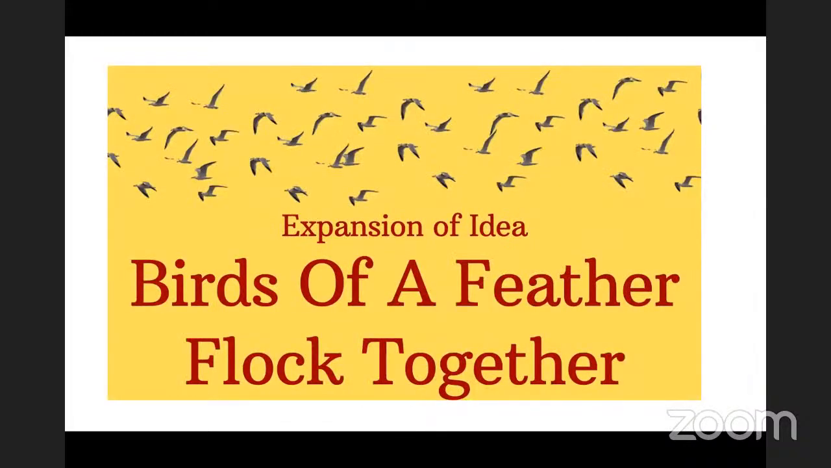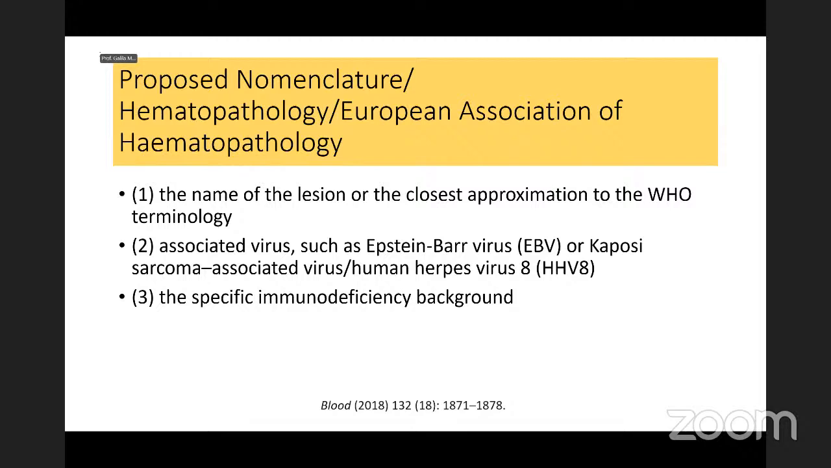Next, please. It is a tool to gather different pathologies with different pathogenesis ending up with a similar pathology. The European Association of Hematopathology, next please, gathered a common nomenclature for all immunodeficiency-associated lymphoid malignancies into three categories or types of mentioning: the name of the lesion as per the closest WHO, the name of the virology if positive, and the specific immunodeficiency background. Next, please.